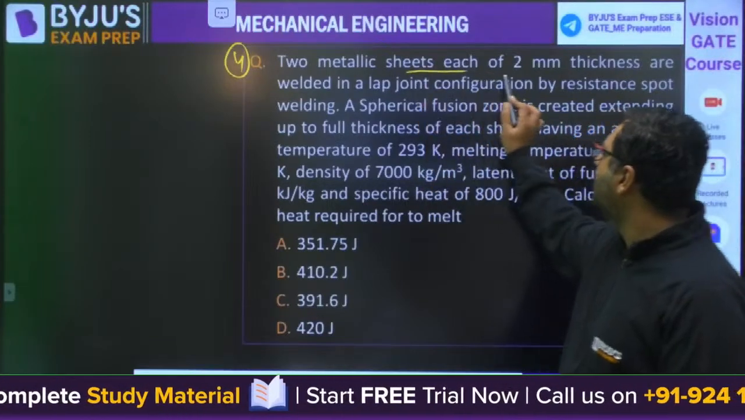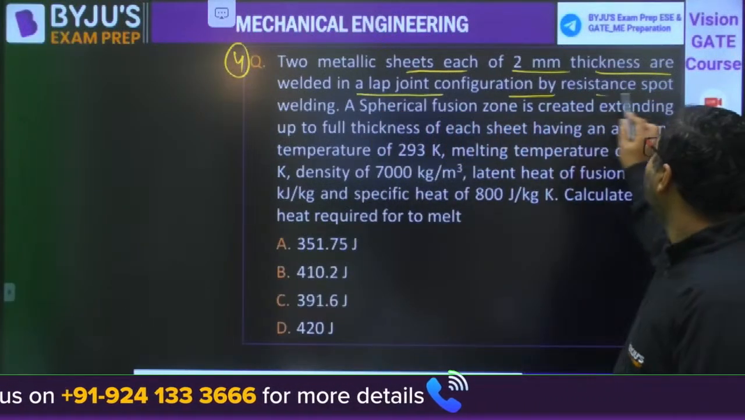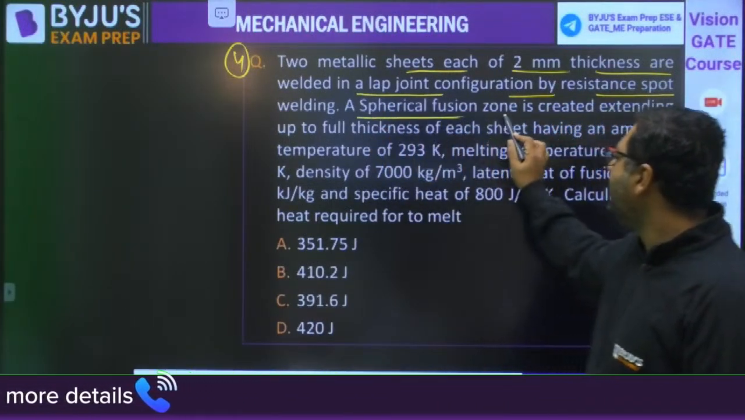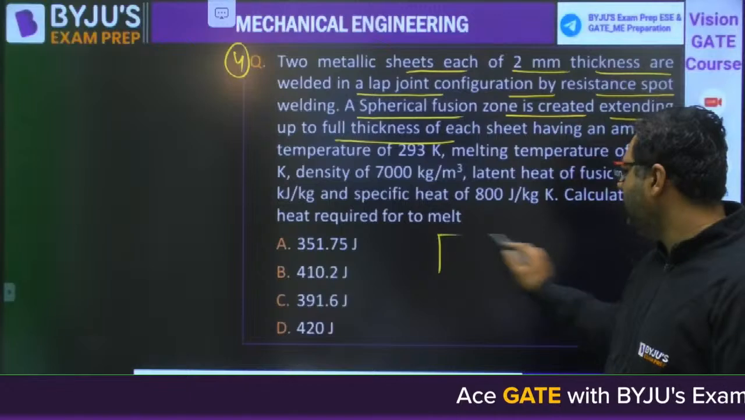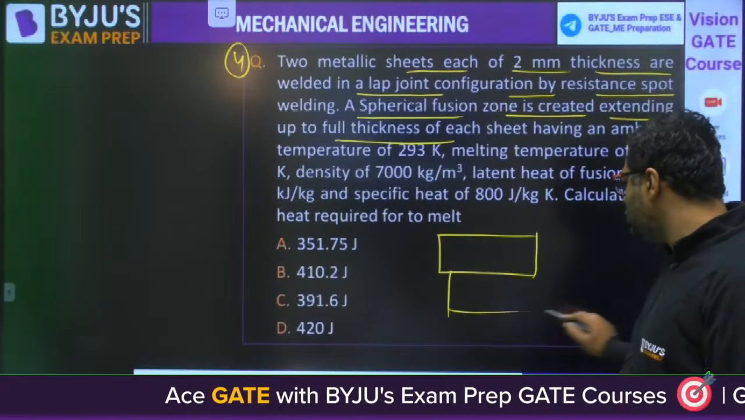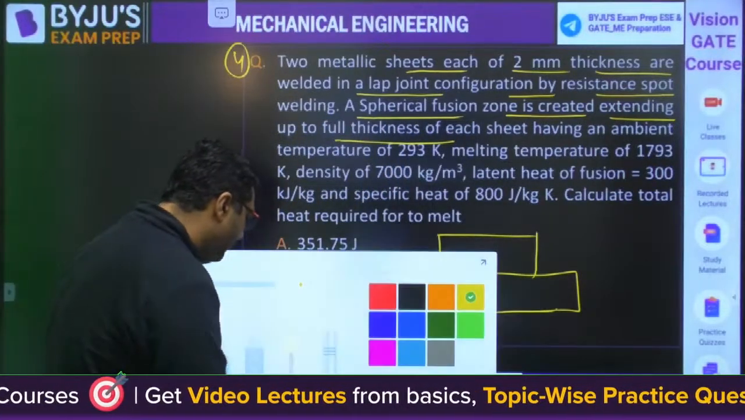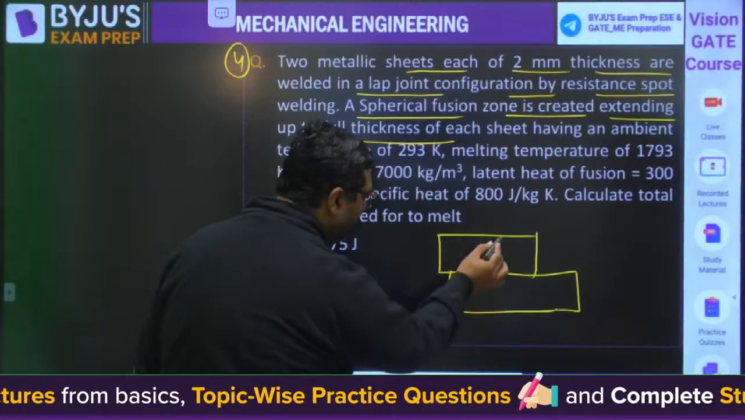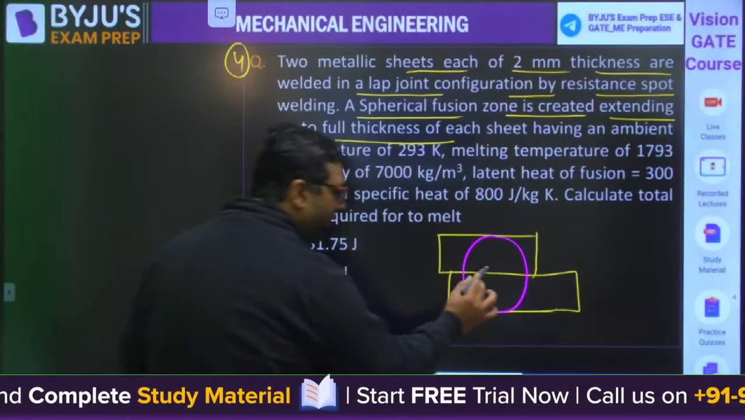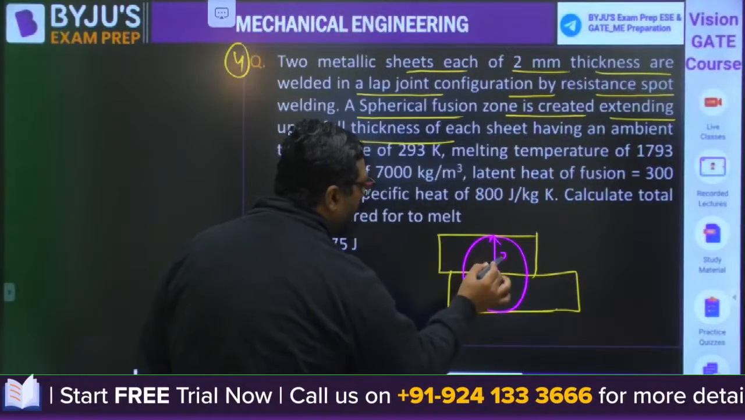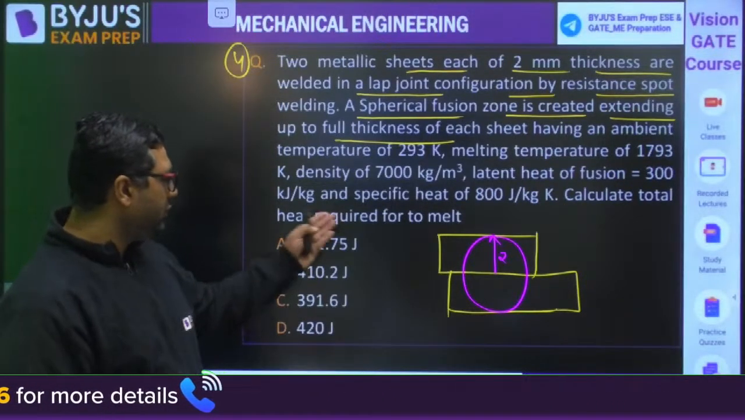Two metallic sheets, each of 2 mm thickness, are welded in a lap joint configuration by resistance spot welding. A spherical fusion zone is created extending up to full thickness. Okay. So this is a 2 mm sheet, this is a 2 mm sheet, and they are talking about the weld nugget. They are saying the weld nugget is spherical in shape and extending up to full thickness. So from that you can say the radius of the sphere will be 2 mm. Then they are giving you the data, and you need to calculate the total heat required.